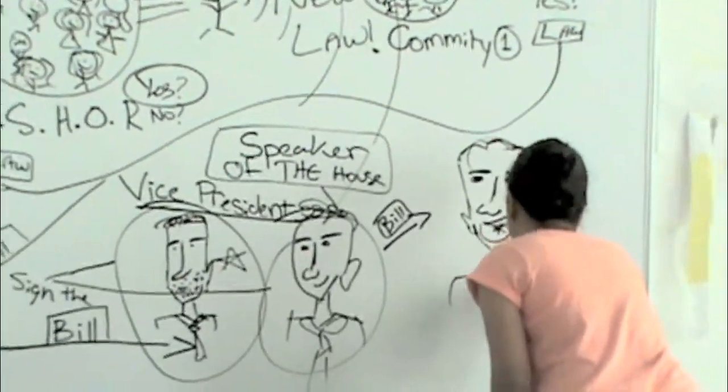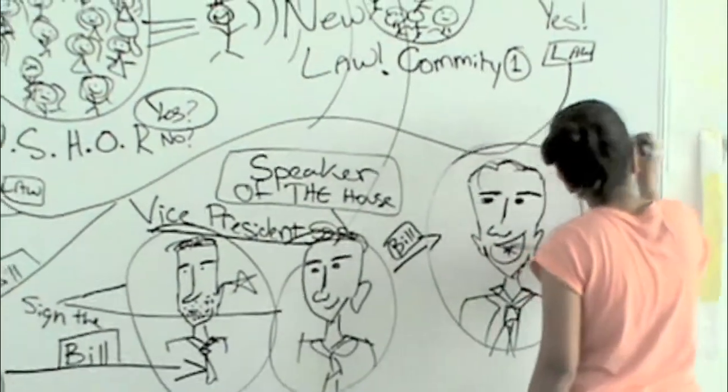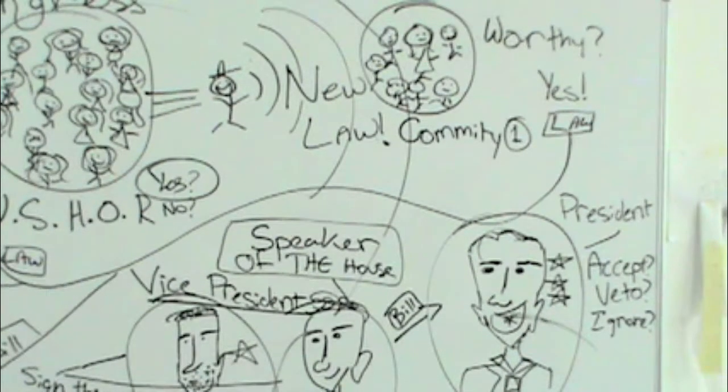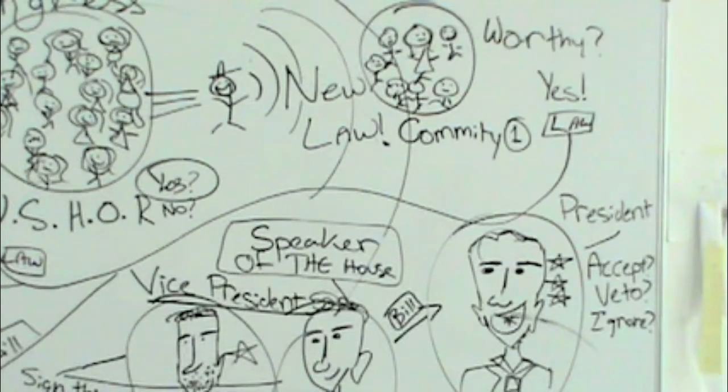And now he has three options. Number 1, accept it and it will become law. Number 2, veto it. And number 3, ignore it. If more than 2/3 of the Congress want it while he vetoes it, it can still become law. And if he ignores it for over 10 days, it can also become law.